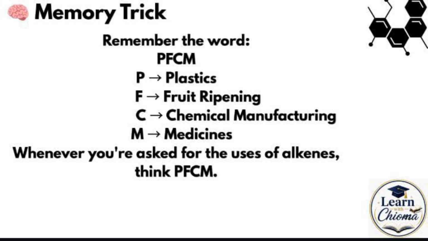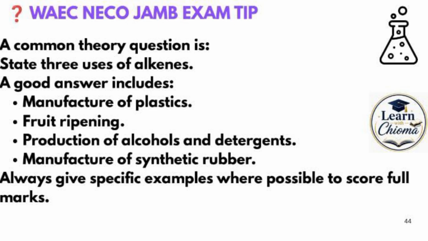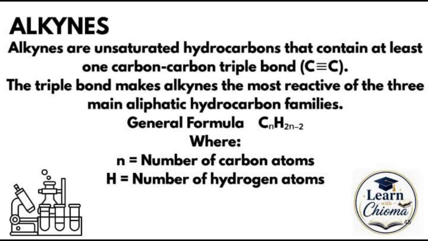We've explored hydrocarbons with single bonds and double bonds, but what happens when carbon atoms are joined by a triple bond? This leads us to another fascinating hydrocarbon family, the alkynes. Our final major family of aliphatic hydrocarbons is the alkynes. Alkynes are unsaturated hydrocarbons because they contain at least one carbon-carbon triple bond.